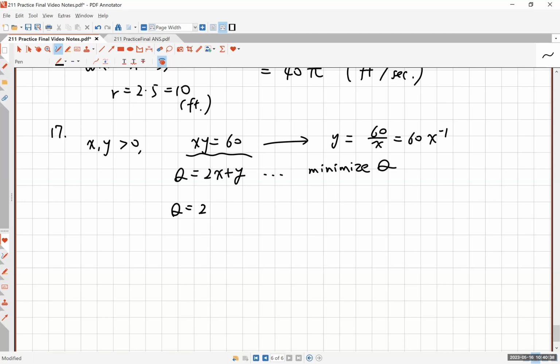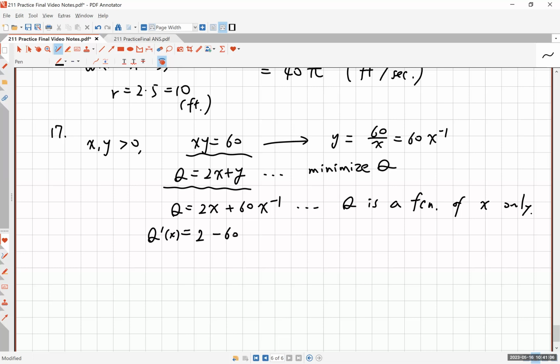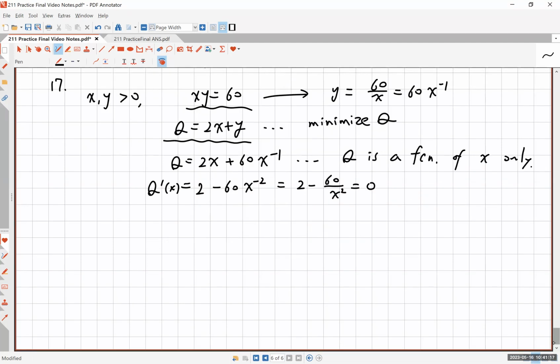So Q is 2x plus y. See, the problem is I can't differentiate Q yet because we have two variables, x and y. But y can be written, as I just said, as 60 times x to the negative first power, right? So now Q is a function of x only, and now you can differentiate this. That's 2 minus 60x to the negative 2, so that's 2 minus 60 over x squared. And that is equal to 0, because we are finding a critical point, right?